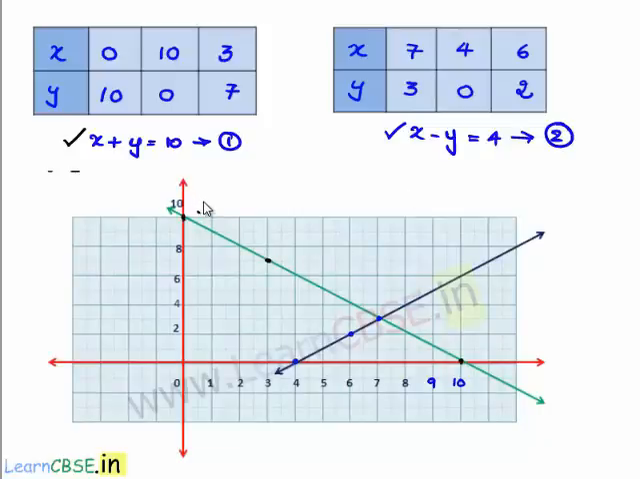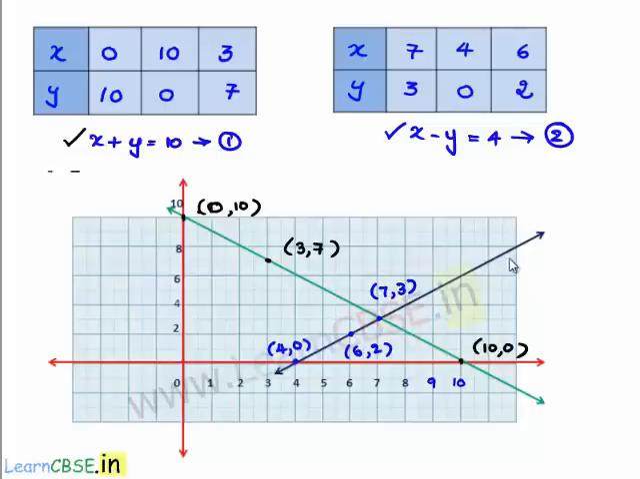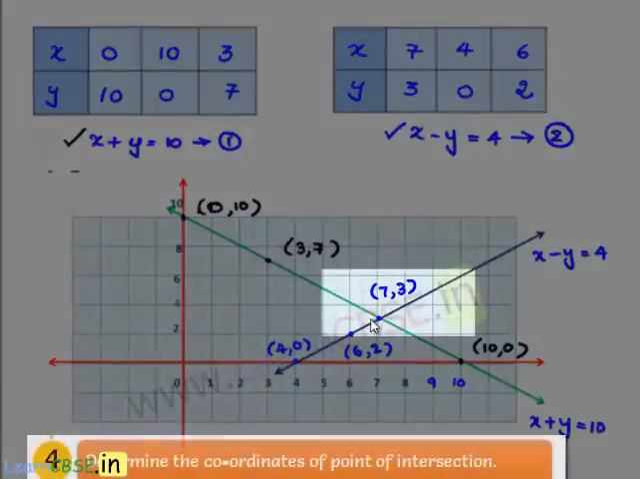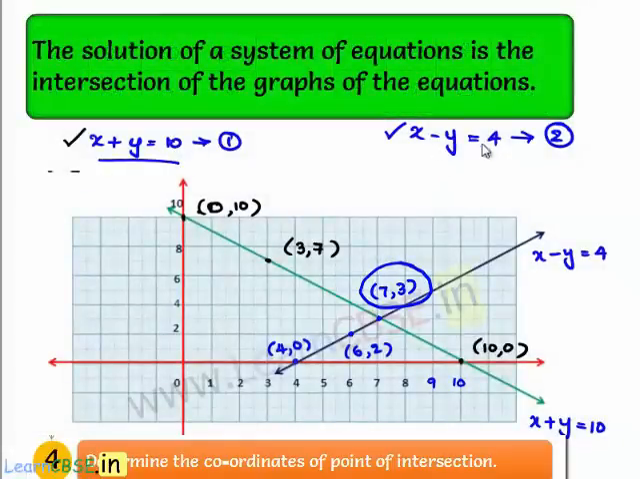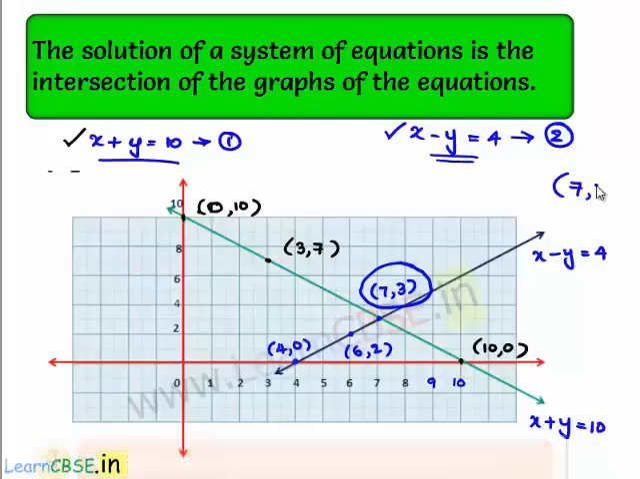So this point is 0, 10 and this one is 3, 7 and this point is 10, 0. So for this straight line, this point is 4, 0, this is 6, 2 and this one is 7, 3. So this is the straight line x minus y is equal to 4 and this one is the straight line x plus y is equal to 10. If we observe, both of these straight lines meet at a common point, which is 7, 3. So the point of intersection of the straight lines x plus y is equal to 10 and x minus y is equal to 4 is 7, 3.